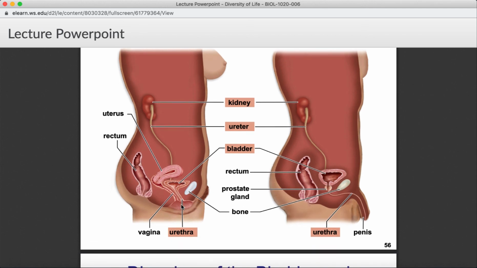As you can imagine, the female urethra is not very long, fairly broad. The male urethra has to go a lot further, so it's a little narrower.